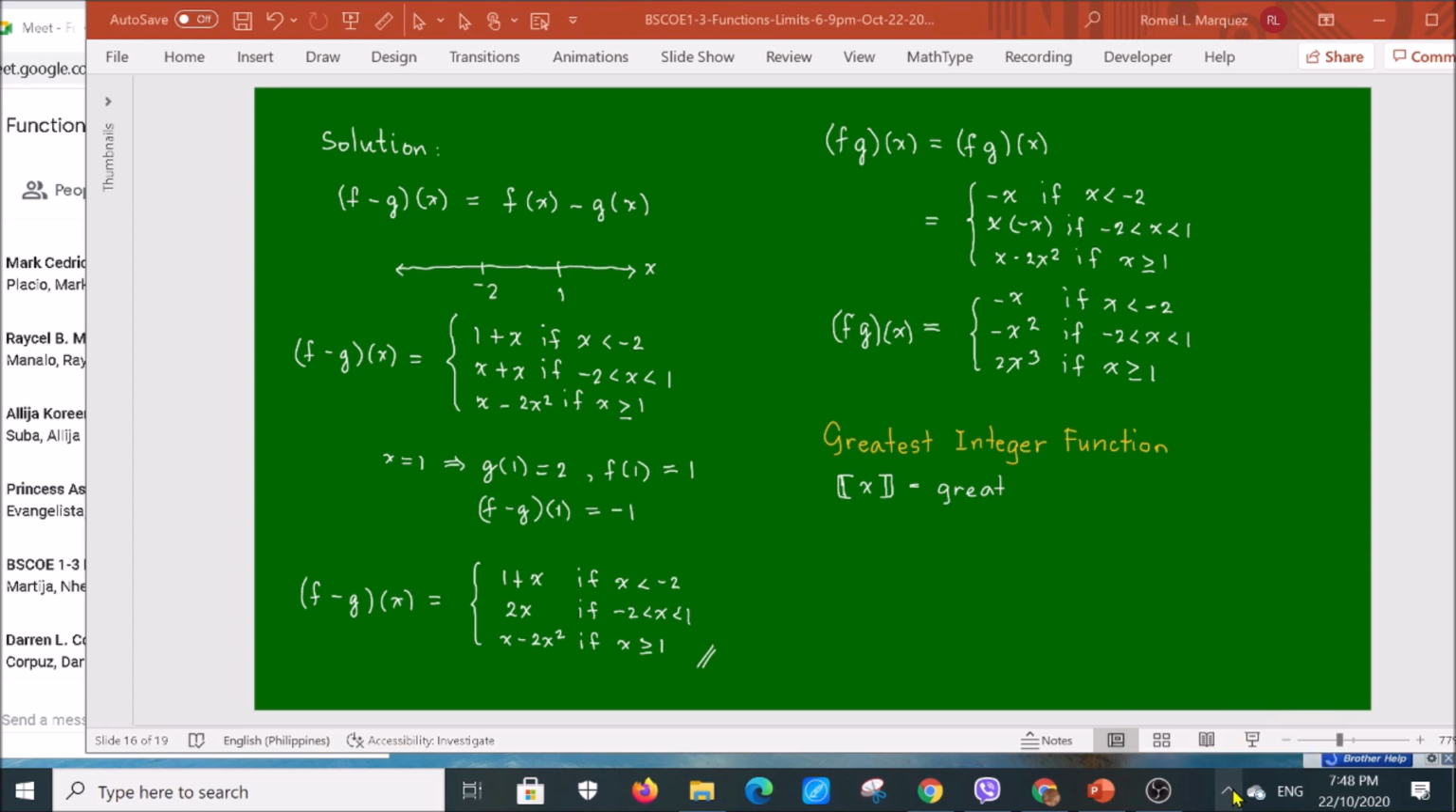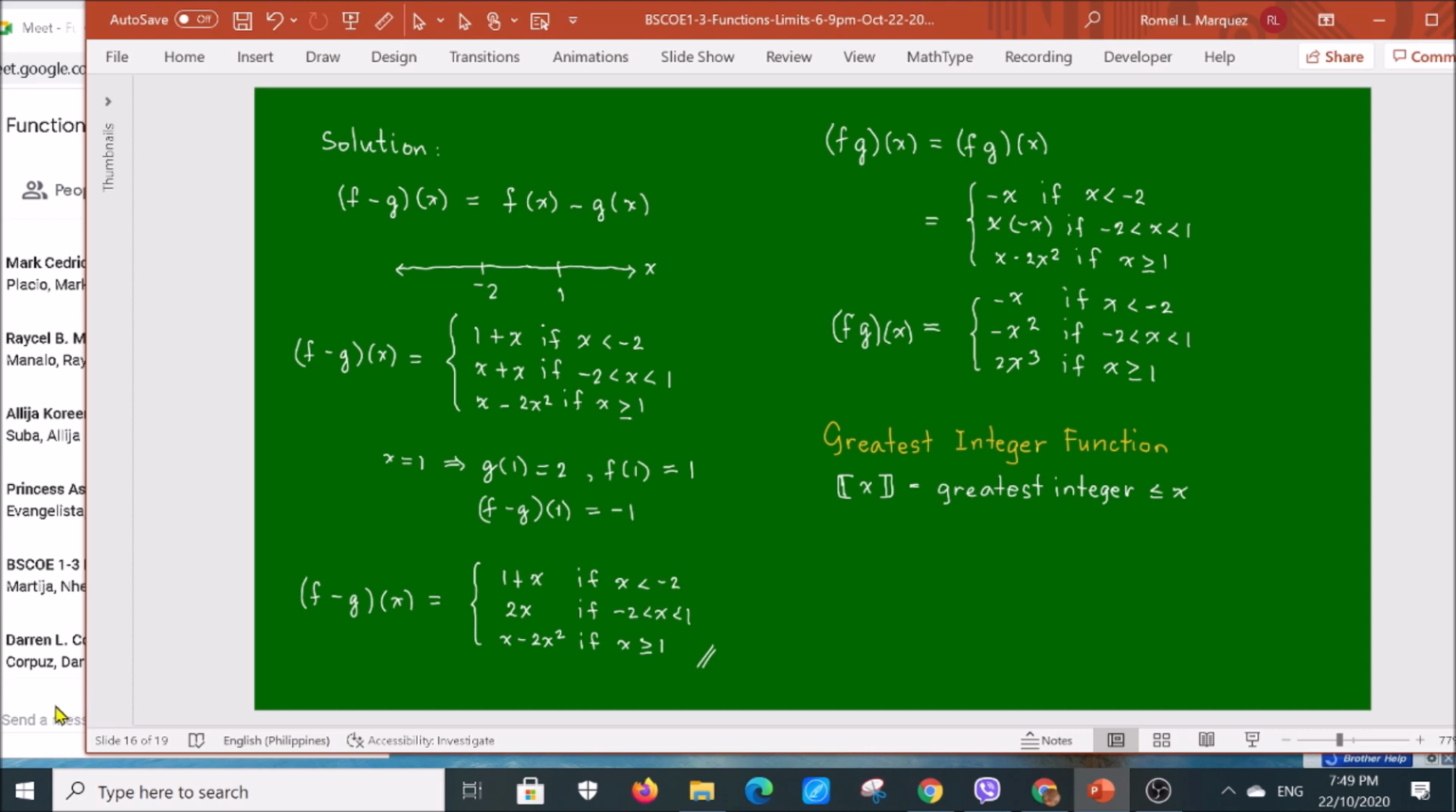See? Almost. So, greatest integer less than or equal to x. Greatest integer less than or equal to x. It is the largest integer that is equal to or less than x. What is the greatest integer that is less than or equal to 4?